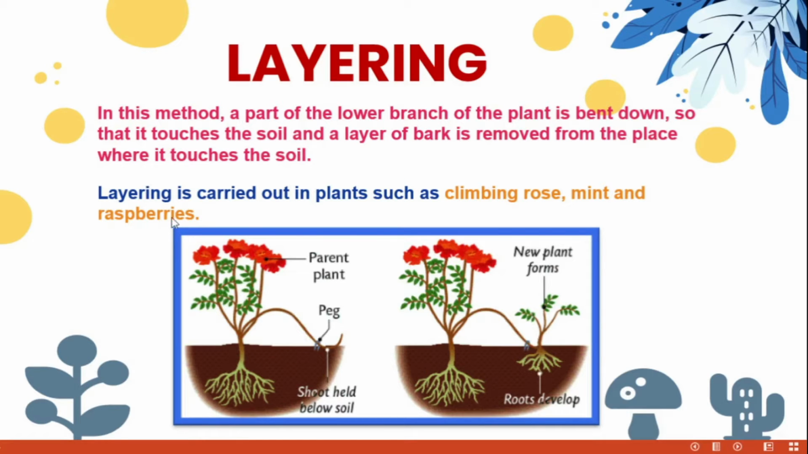Layering is carried out in plants such as climbing rose, mint, and raspberries. These are the examples. Look at the picture, a very, very simple concept. A part of the lower branch bends down and touches the soil. Where it touches the soil, it starts to give roots and leaves, so new plants grow from there. Very simple concept. Climbing rose, mint, and raspberries.